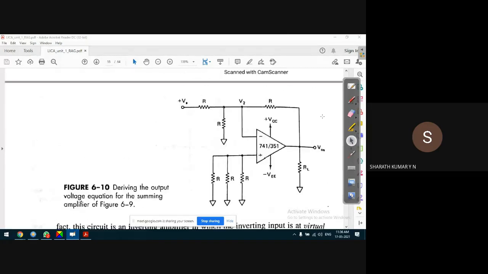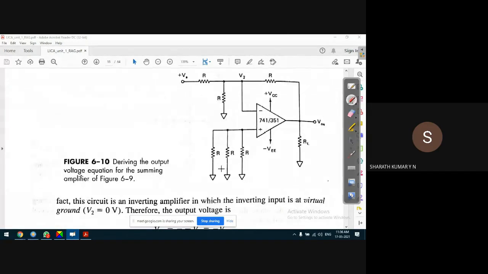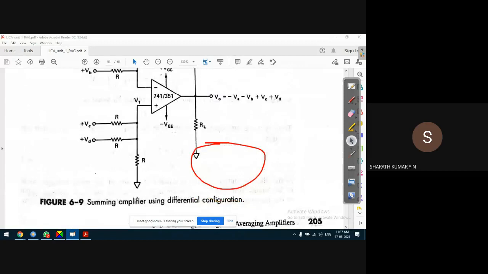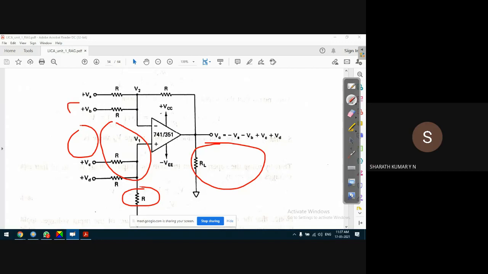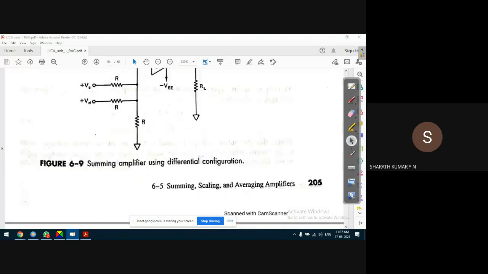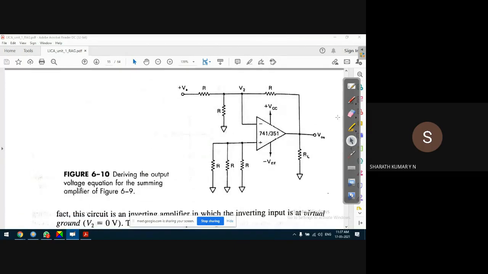Assuming, let us say, for example, initially the input voltage applied to the non-inverting input terminal is 0. In this circuit, you can see that there are 3 resistors connected to the non-inverting terminal. Assuming that VC and VD are 0, the other terminal is anyway 0, and VB is also made 0. So in that case, this is connected to ground. This combination is shown here to derive the output equation.